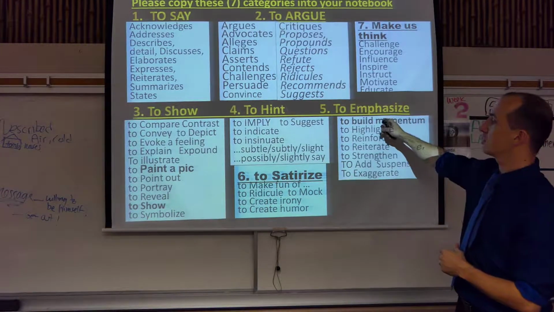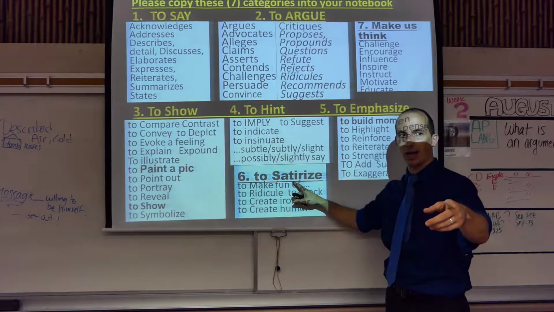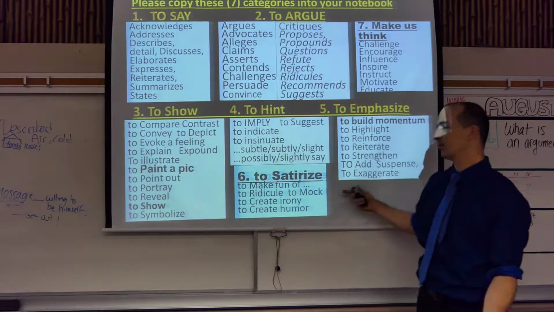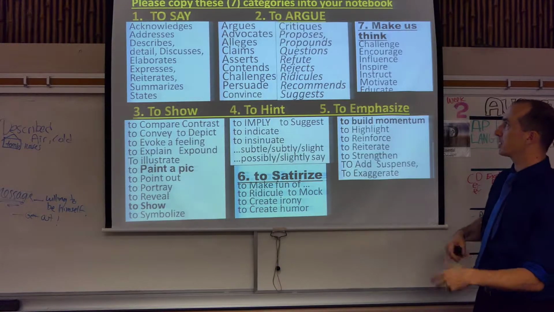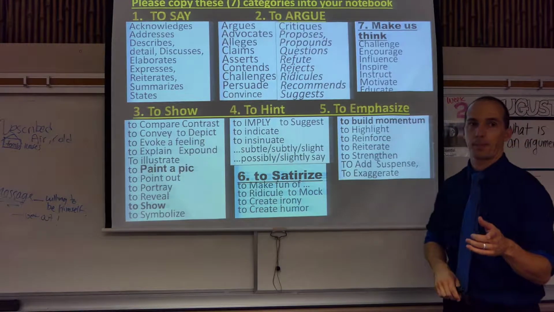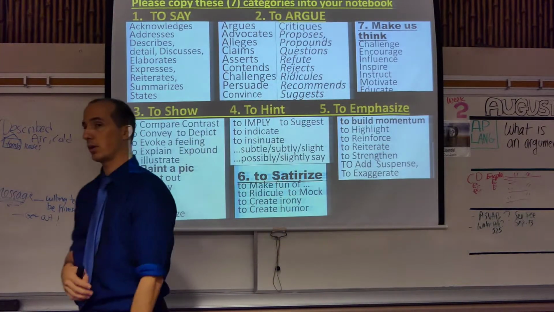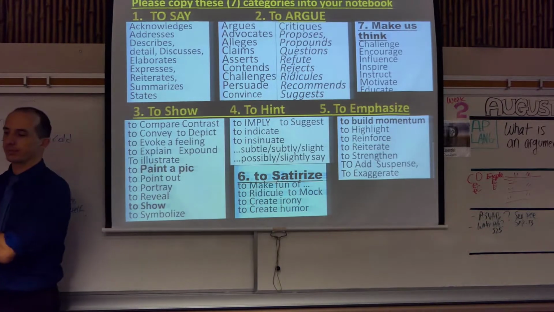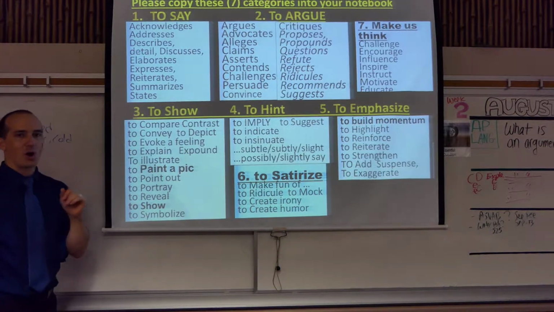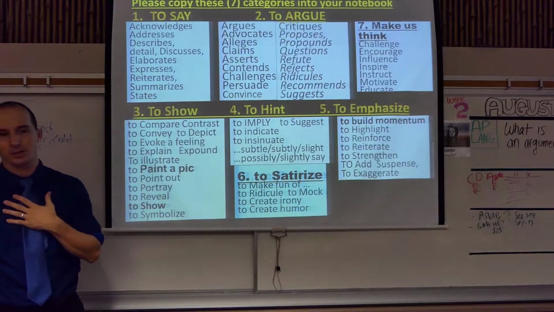And we go to number 6, which is to make fun of, ridicule, or everyone say satirize. Satirize. Make fun of. Maybe like a president. And number 7, everyone say to make us think. Sometimes authors just want to make you think, want to motivate you, inspire you, whatever it is. So those are the 7 categories. So hopefully that will help you know more than just 2 that I learned in high school.